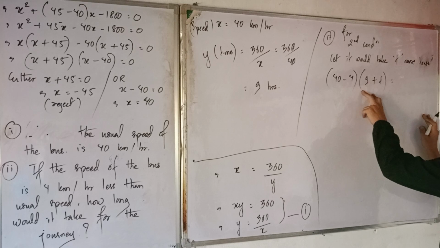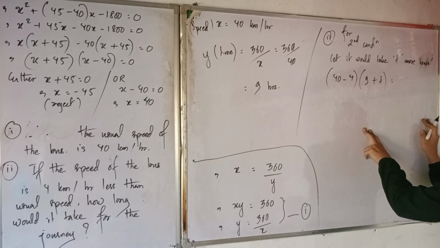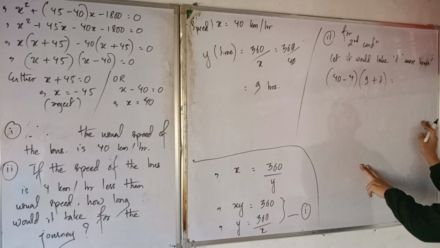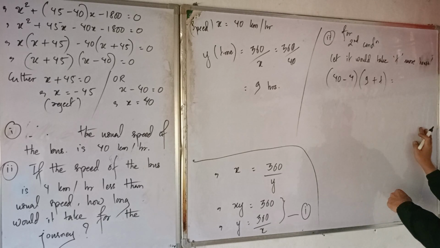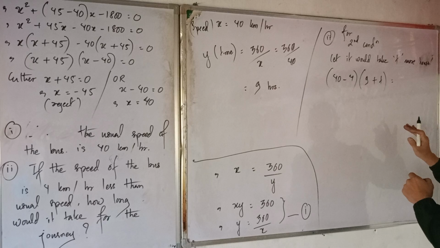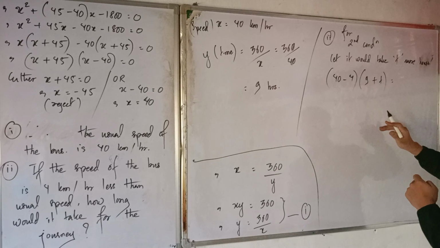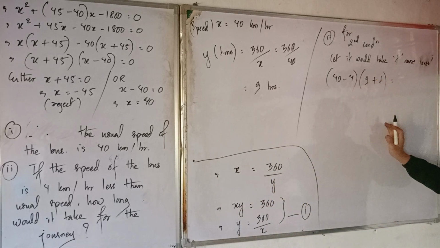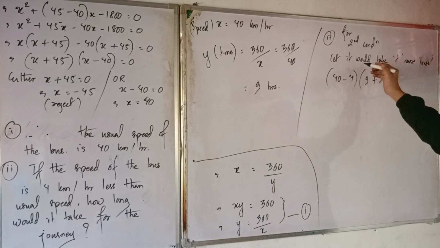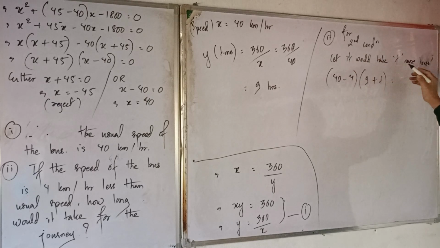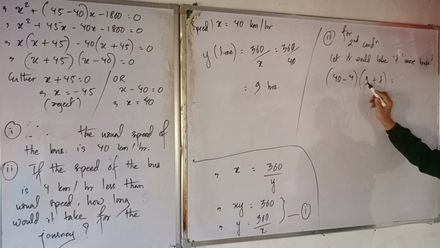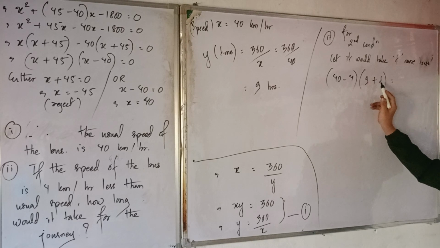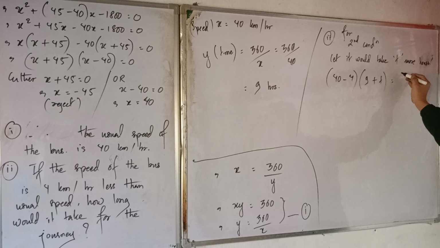Let y prime be the time taken to travel 360 kilometer with the speed decreased by 4 kilometer per hour. You can consider it that way also, but you will understand this. Let it take t more hours. T more hours means 9 plus t. You have to add 9 plus t. The distance will be the same here, 360 kilometer.